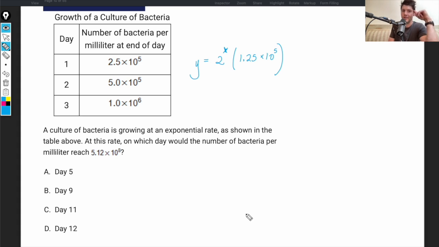So day 1 is that. Day 0 would be half of that, right? So this equation, I think, should work. And then you would essentially say 5.12 times 10 to the 8 equals 2 to the power of x, and then this. Now you could solve it. Of course, you could just divide both sides and solve for x, right? And if I've done things right, then the answer is D, right? x is 12. All right, cool.